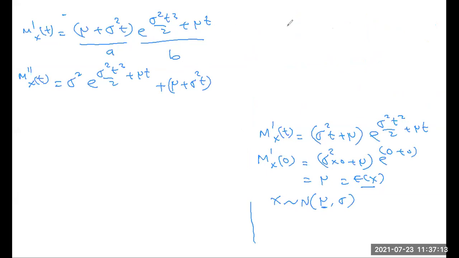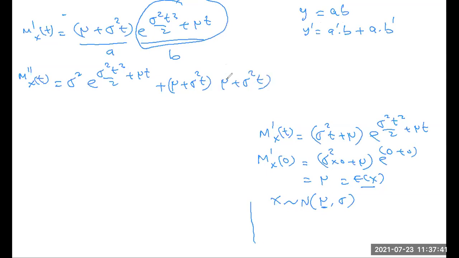We're assuming that y is a product of two terms, a and b. So the derivative of y is given by a prime b plus a, leaving a the way it is, times the derivative of b. When we differentiate this term with respect to t, we get mu plus sigma squared t, then exponent of sigma squared t squared over 2 plus mu t.